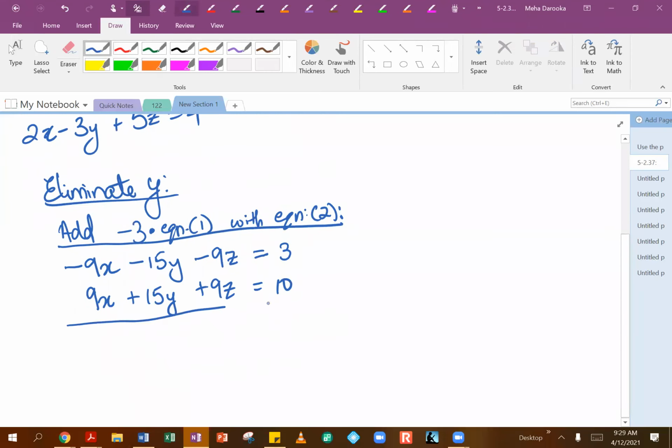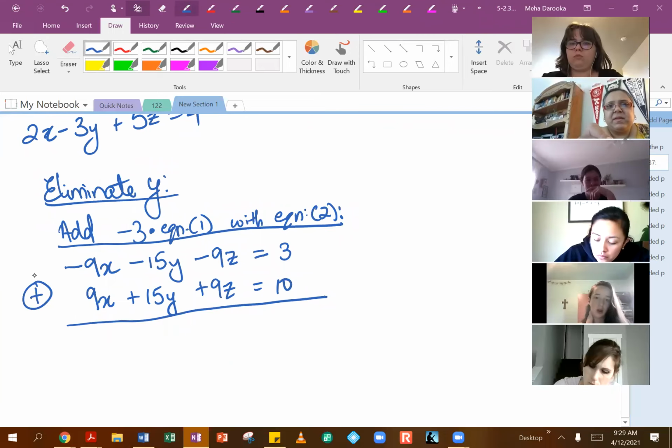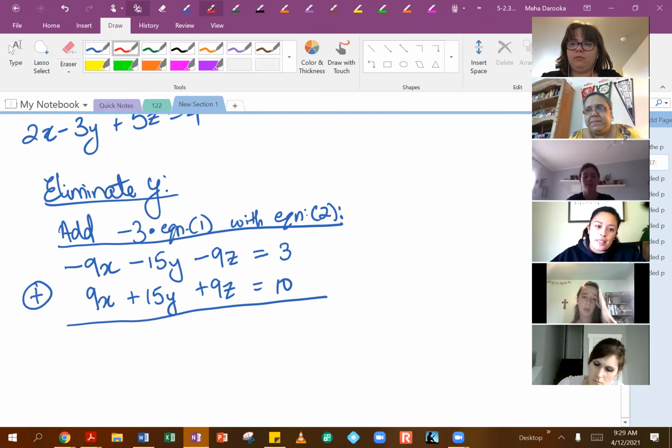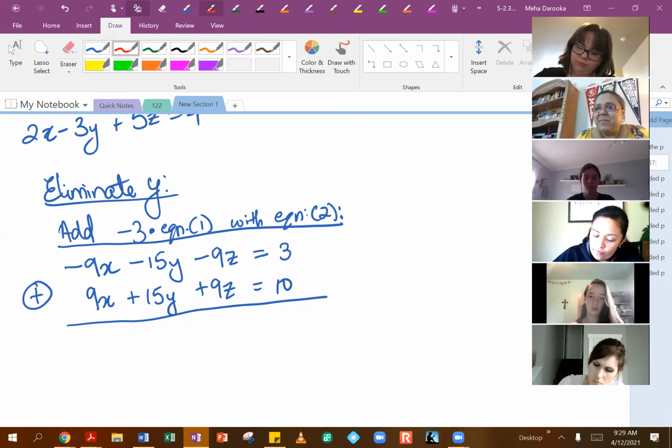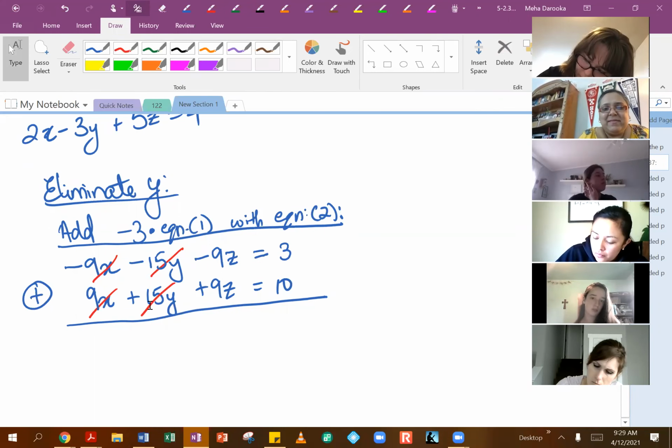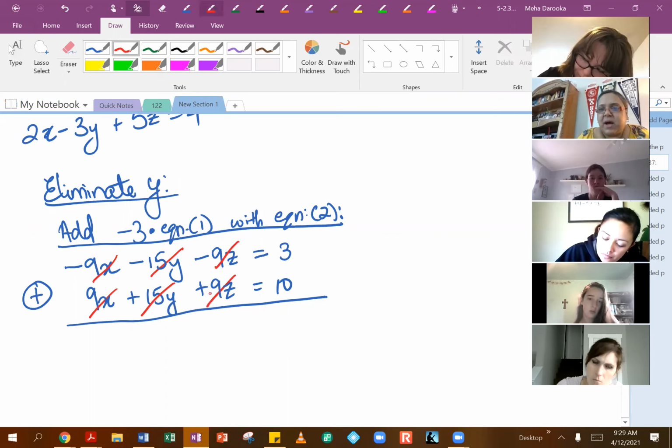So what happens here, guys, when we try to add both these equations? What do you notice? They all cancel out. Yeah, all your variables cancel out, don't they? Positive 9x, negative 9x cancel each other out. Negative 15y, positive 15y cancel out. Negative 9z and positive 9z cancel out. But what happens on the right-hand side? Do they cancel out? No.